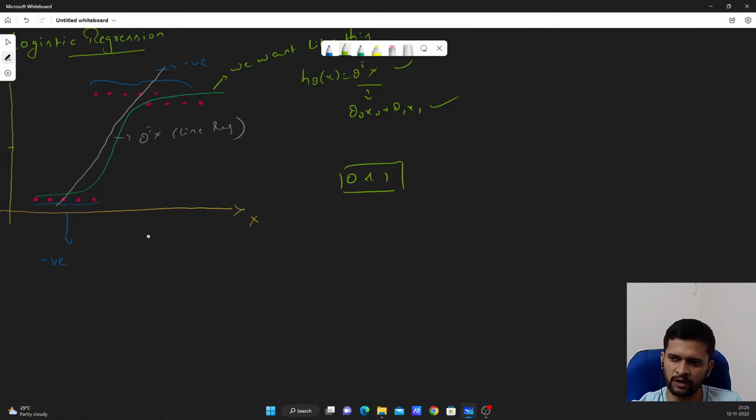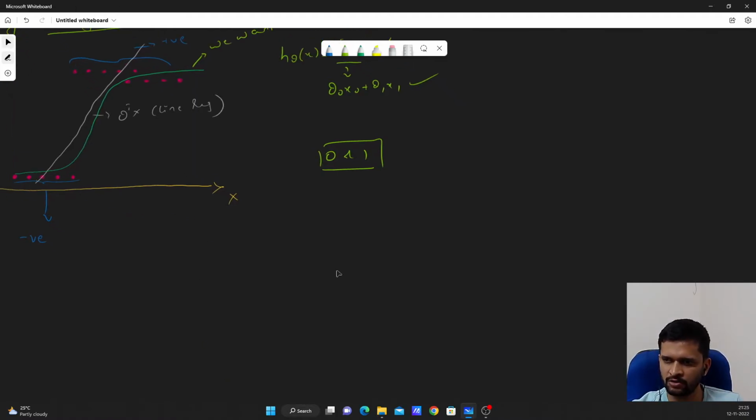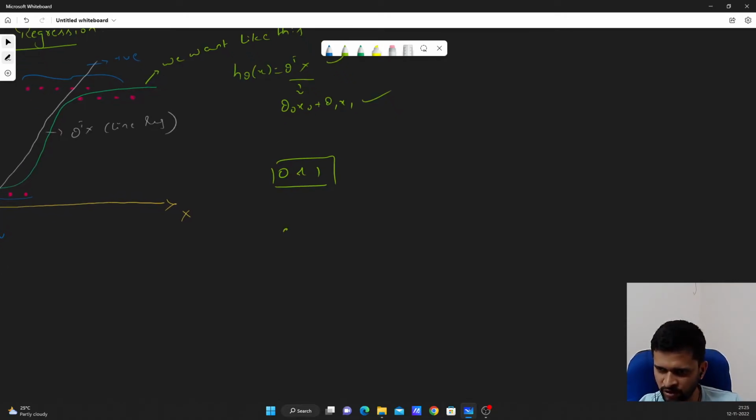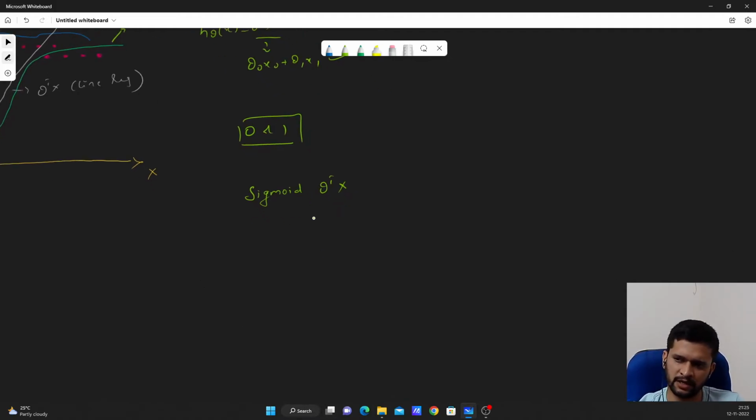So how can we do that? All we have to do is apply a function called the sigmoid function to theta transpose x. So how will this look? In a general way, we can write it as 1 by 1 plus e power minus theta transpose x. This will be our new hypothesis.